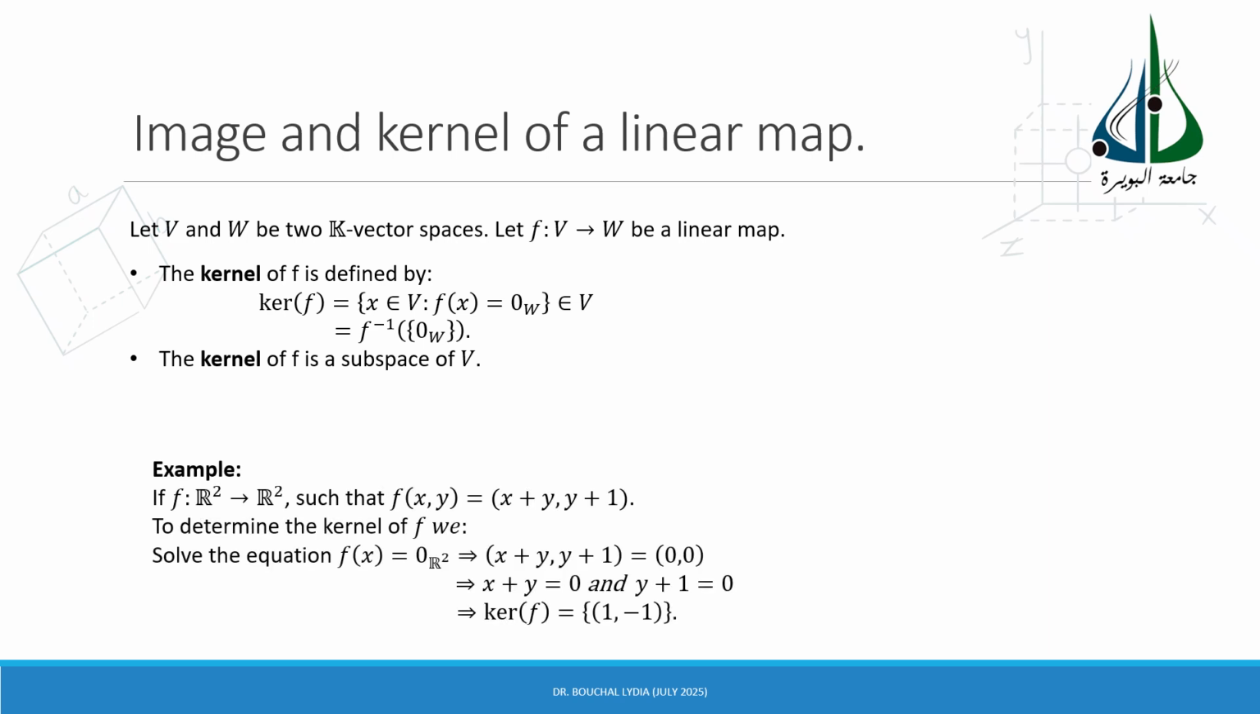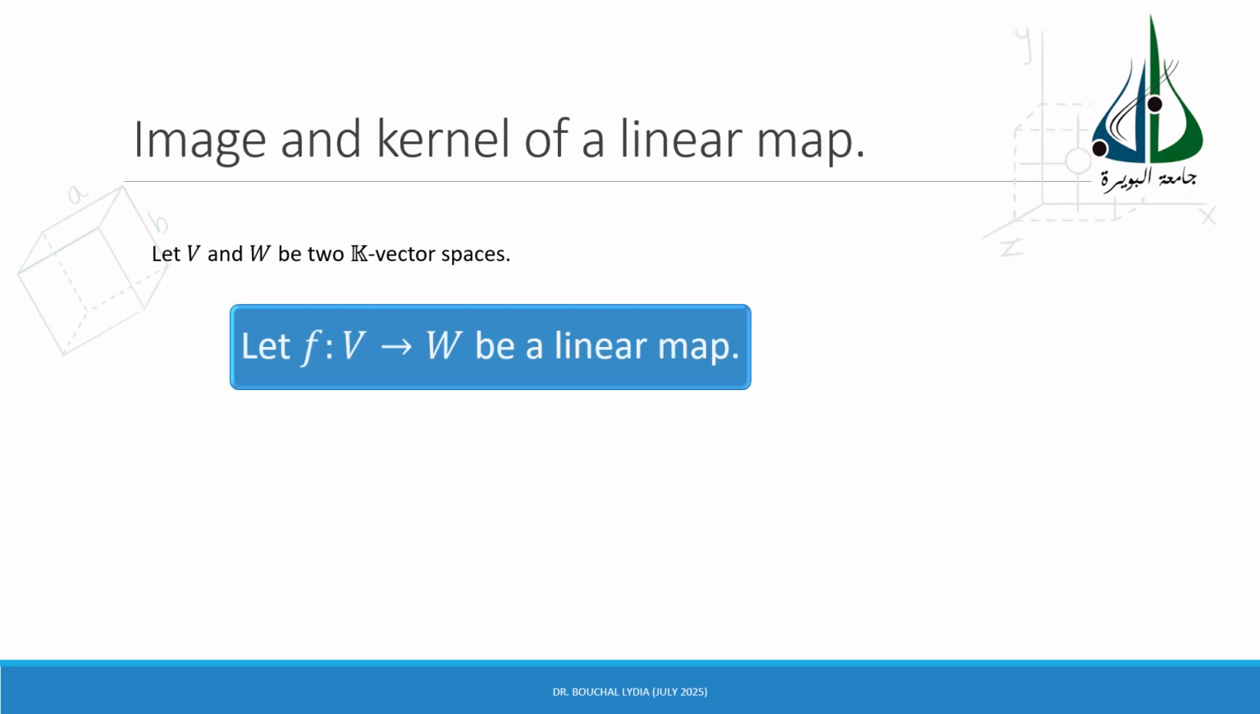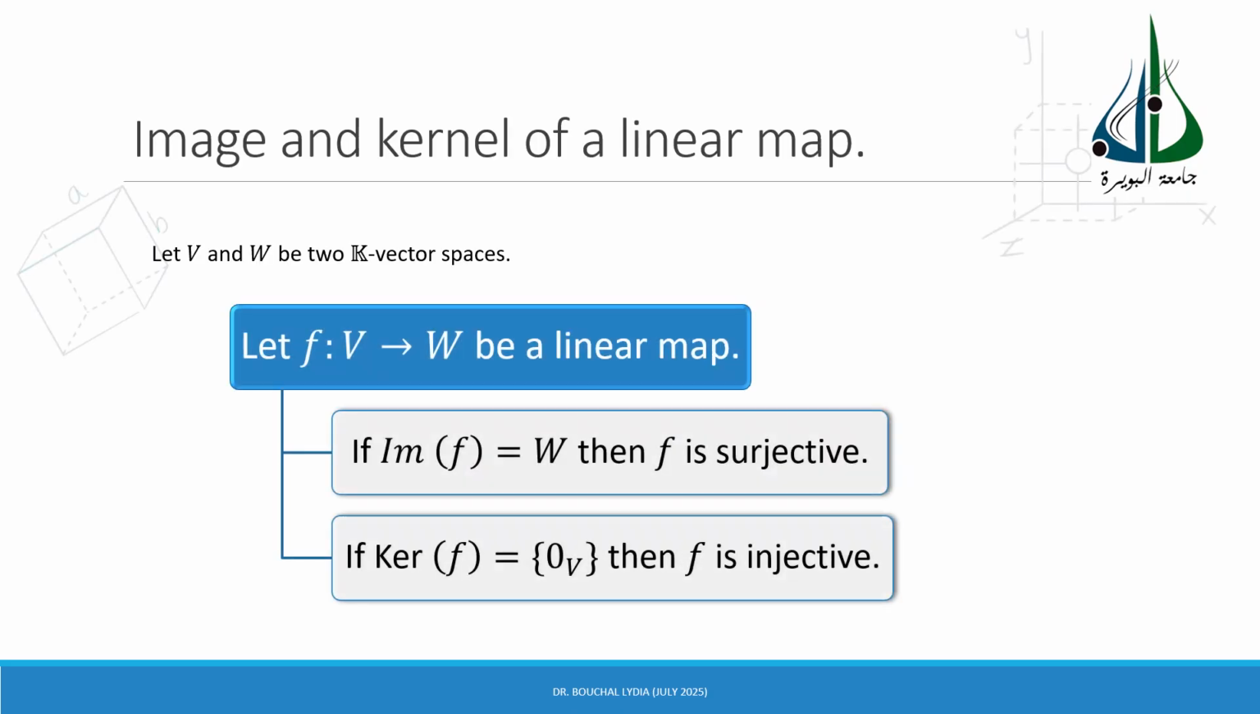As an example, if you consider the following mapping F, to determine the kernel of the mapping F, we need to solve the equation f of x equal to the 0 vector of the codomain. Here we obtain that the kernel of F is equal to the set that contains the pair (1, -1). These concepts of image and kernel of a linear map help to determine whether the linear map is surjective, if the image covers the entire codomain, or injective, if the kernel only contains the 0 vector.